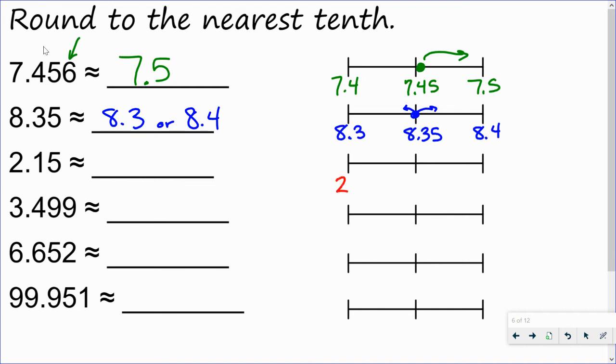Next one. 2 and 15 hundredths. Well, right now I'm seeing 21 tenths, 22 tenths. What's right in the middle? There we go again. So in this particular case, you could say 2 and 1/10, or you could say 2 and 2/10. Now let's carry on.